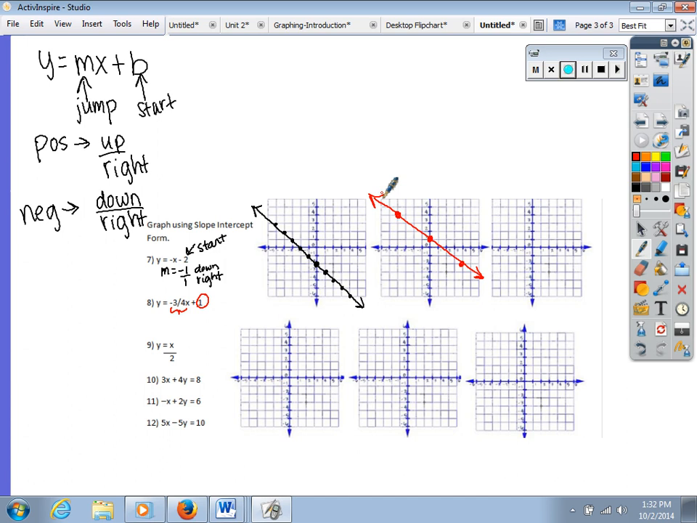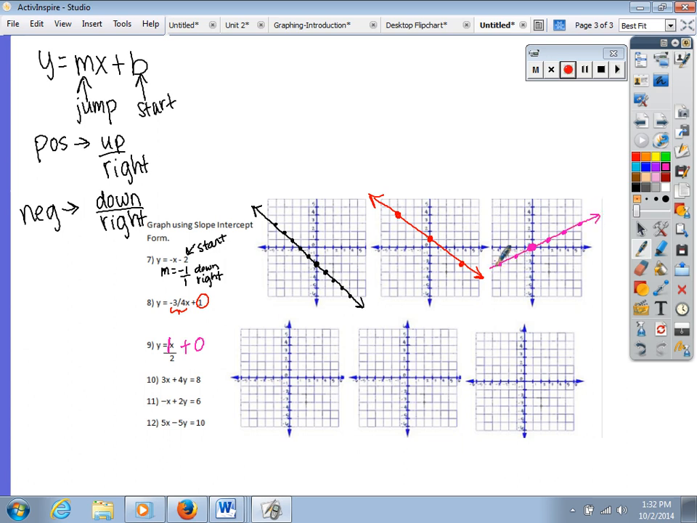Okay, let's look at number 9. Number 9 is a fun one. I'm going to change colors to pink. At first glance, it looks like there's nowhere to start, but there is, because technically there's a plus 0. So you start at the origin. And then from here, remember there's an understood 1. So since it's positive, that means I'm up righteous. So I'm going to go up 1 to the right 2. 1, 2. Up 1 to the right 2. Up 1 to the right 2. Now, once again, to keep my line, down 1 to the left 2. Down 1 to the left 2.